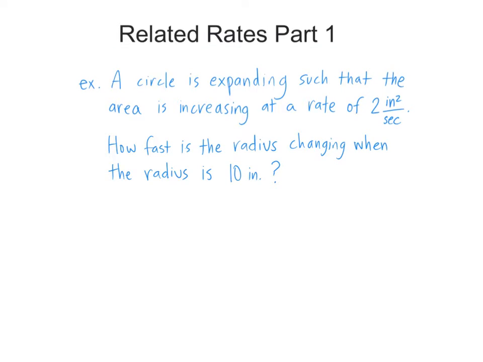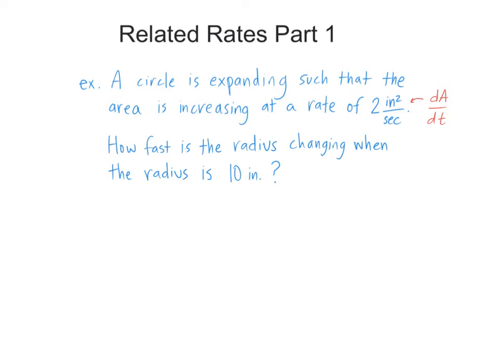Okay, so we have a circle. I'm not going to give it any context right now about the pebble or the oil spot or whatever. Let's just keep it simple and start with a circle. A circle is expanding such that the area is increasing at a rate of 2 square inches per second. So every second we're adding 2 to the area of this circle. So I want to start out by just pointing out that this 2 is dA/dt. It's how fast the area of the circle is changing.